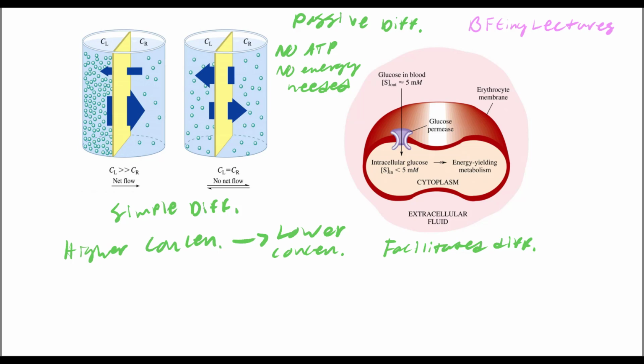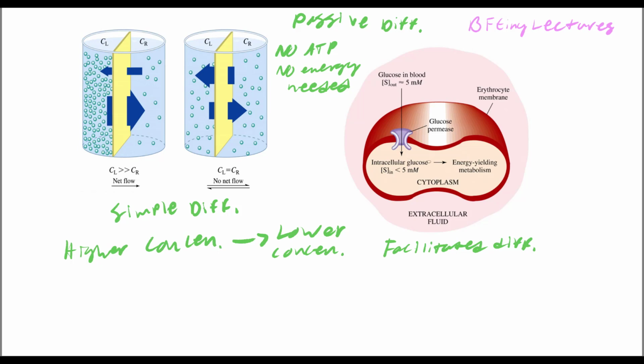But what about facilitated diffusion? Well, take everything that I just said and put it into an example of a red blood cell. So over here we have 5 millimolar of glucose, okay? That's a lot. Inside the red blood cell, there is less than 5 millimolar of glucose. So let's say that we have $5 here and we have about 10 cents inside the red blood cell. Well, we have a lot more glucose outside than we have inside. So we want the glucose to go inside the red blood cell.